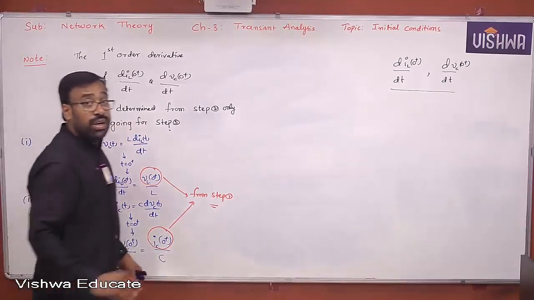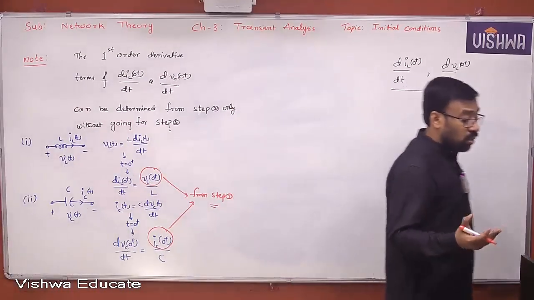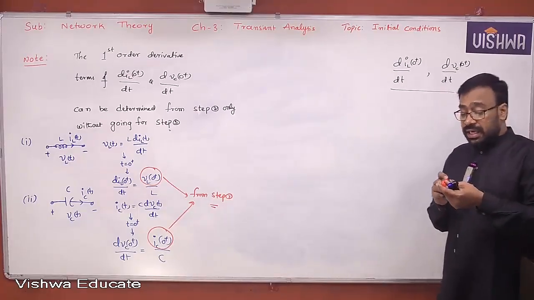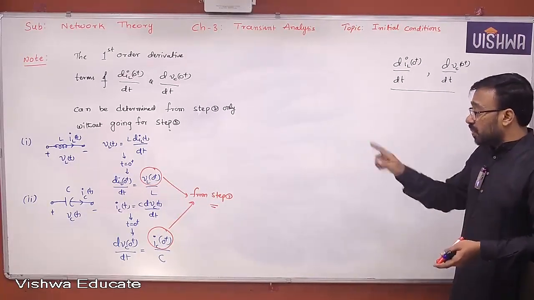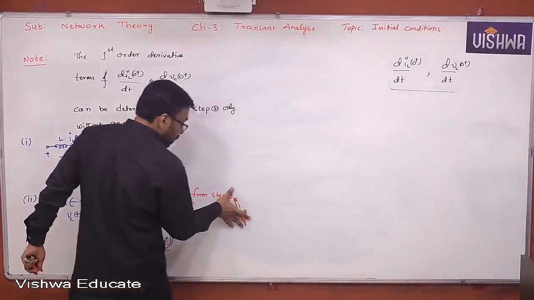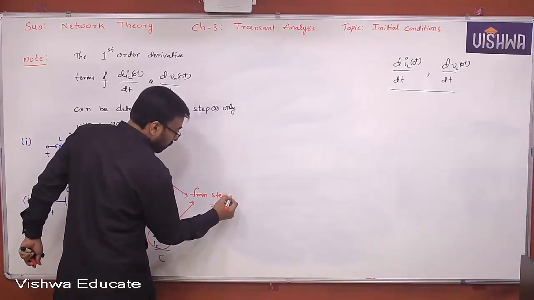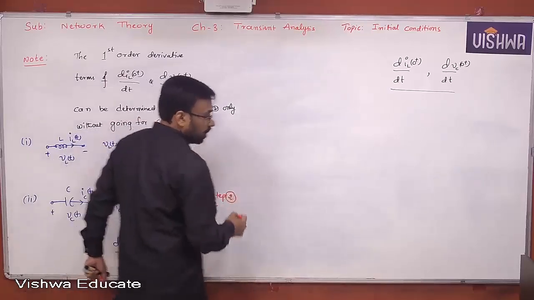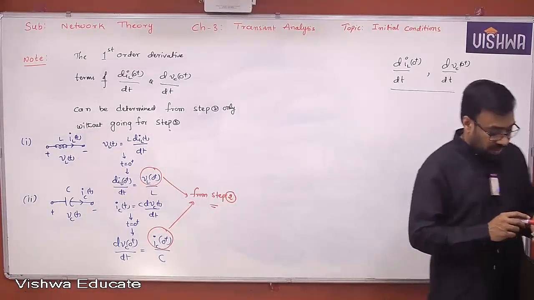Yes or no, all of you? Current through capacitor can be determined at step 2 only. Voltage across the inductor, current through capacitor at t equal to 0 plus can be determined from step 2 only. Please note down that. That's a very, very important point.